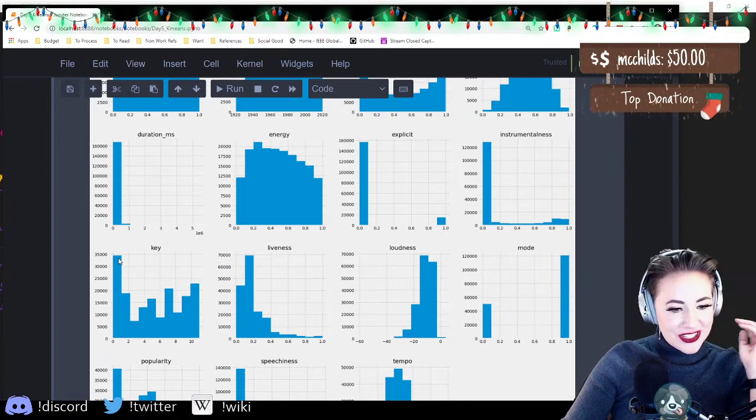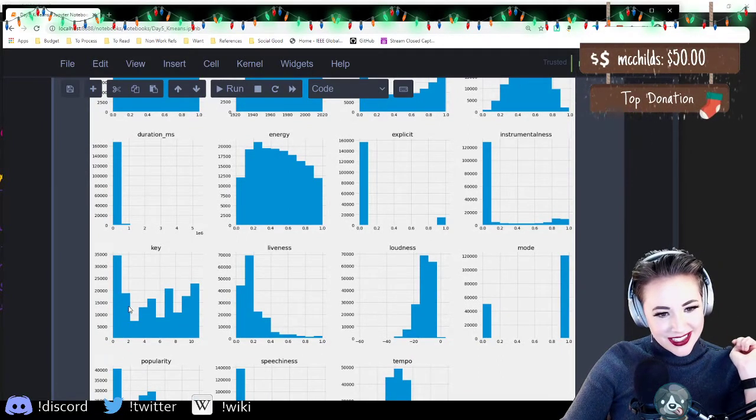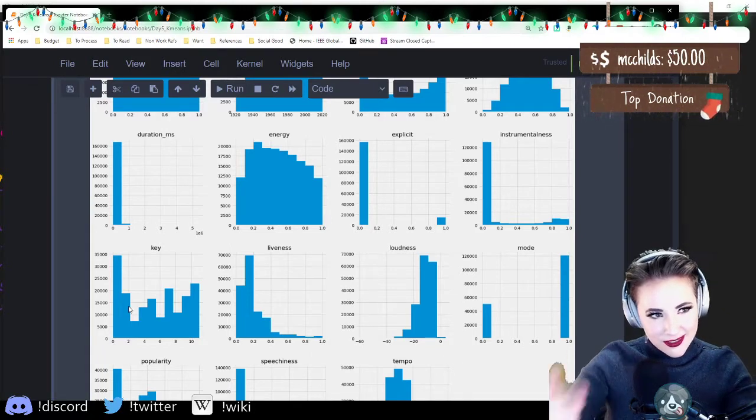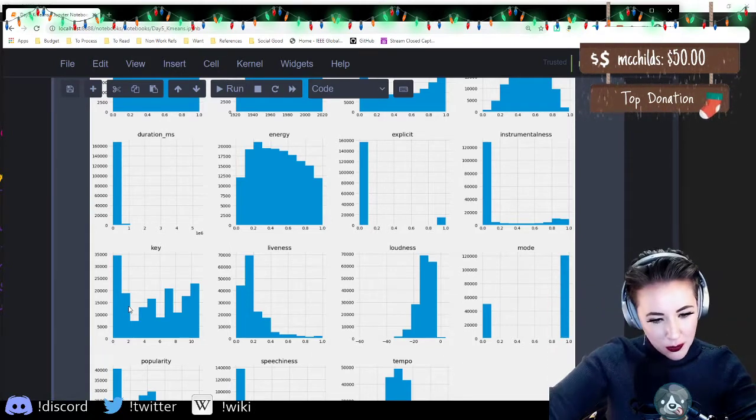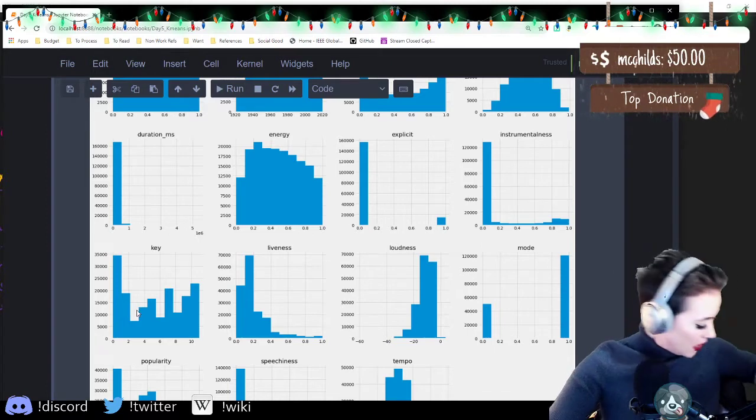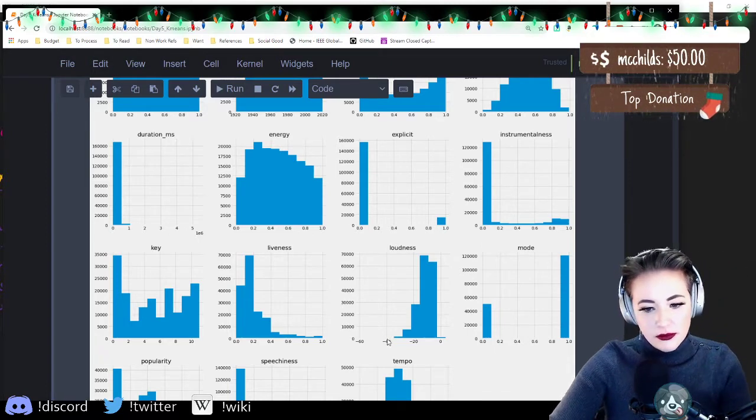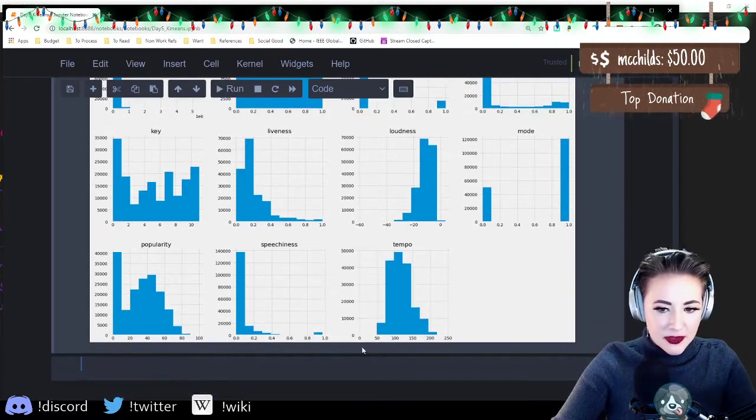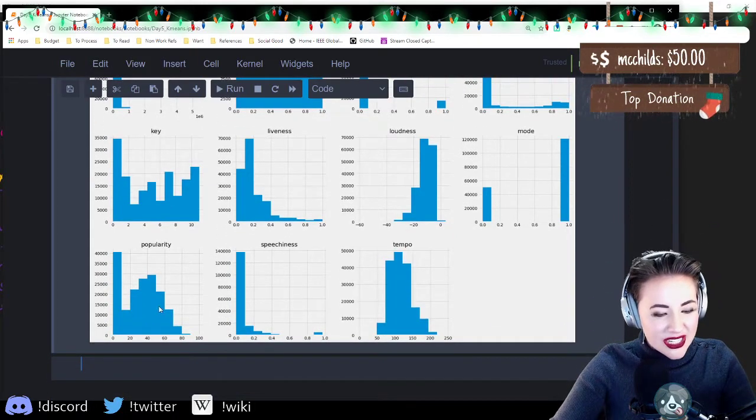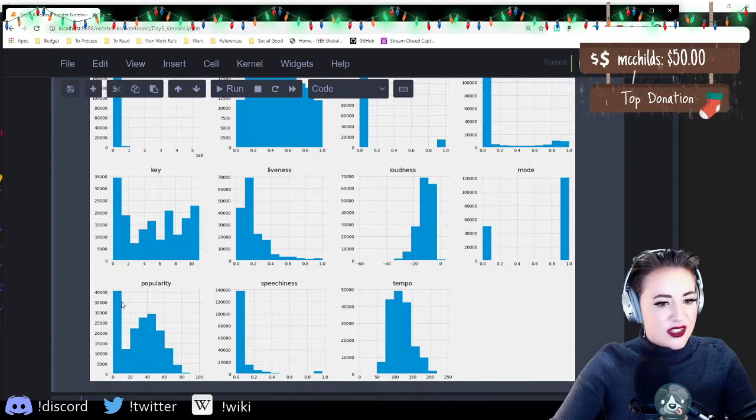I want to know the key, because it looks like whatever the zeroth key is, is it C major, going in terms of the musical progression of the keys? I don't know. Who's the author for this one? It's Kevin Murphy. Loudness, all right. Tempo, speechiness, popularity. There's lots of stuff that is not popular, which is also interesting. Liveness.